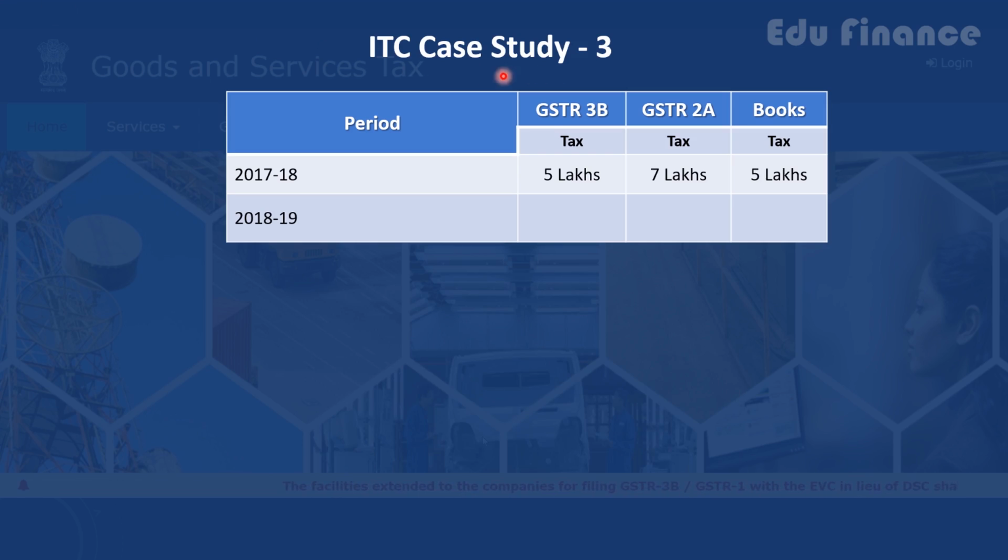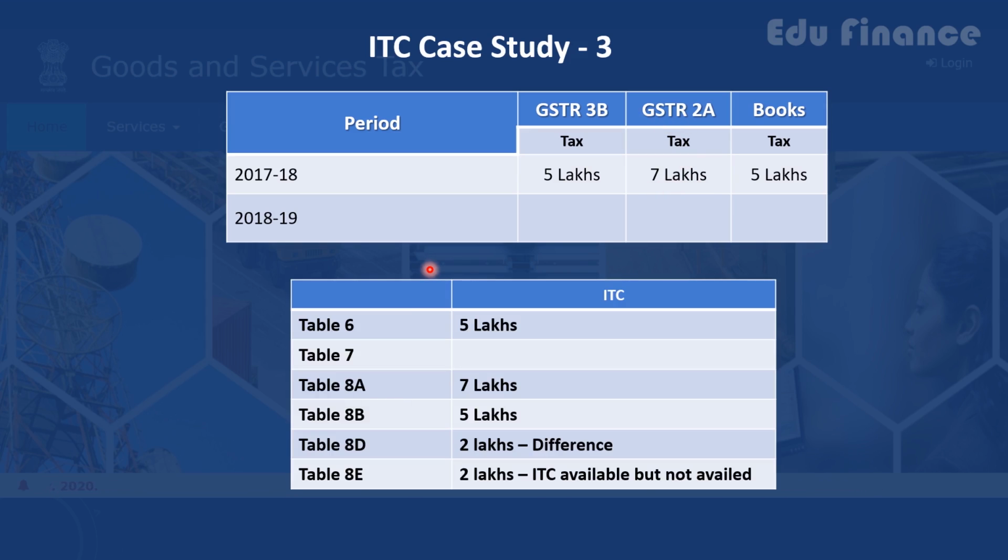Case study number 3, where ITC of rupees 5 lakh was availed in books of accounts and GSTR 3B, but GSTR 2A shows an ITC of rupees 7 lakh. In such case, ITC of rupees 5 lakh shall be reported in Table 6, ITC of rupees 7 lakh shall be auto-populated in Table 8A, ITC of rupees 5 lakh shall be reported in Table 8B and Table 8D shows a difference of rupees 2 lakh. Such a difference shall be entered as an ITC available but not availed in Table 8E.